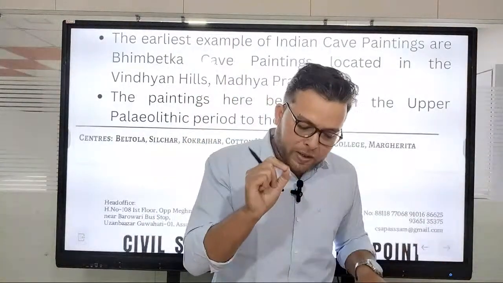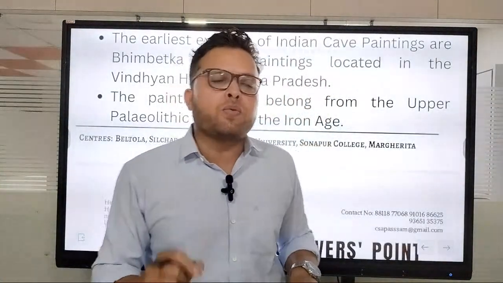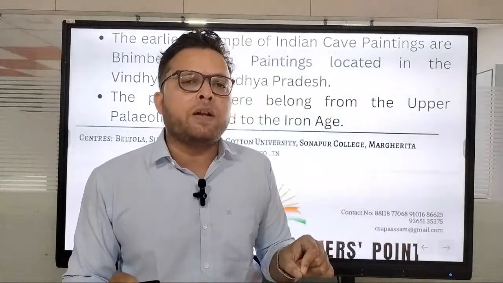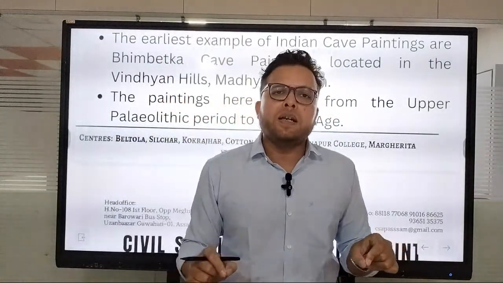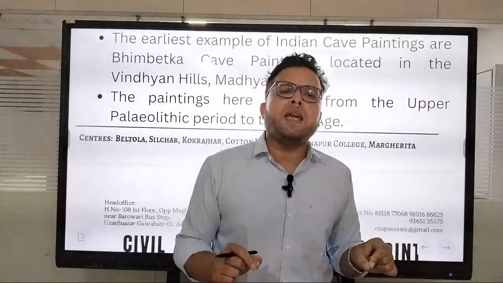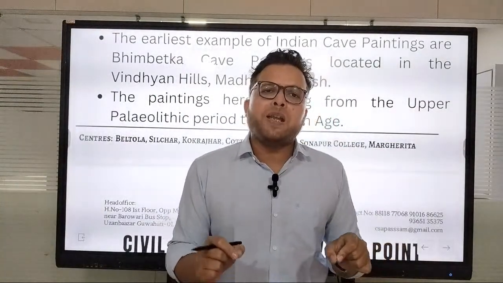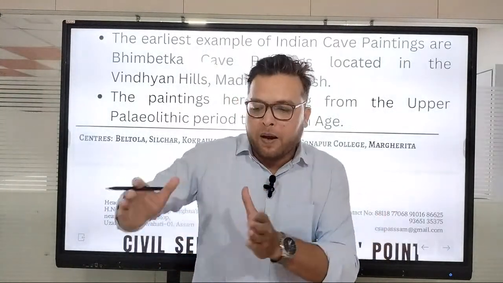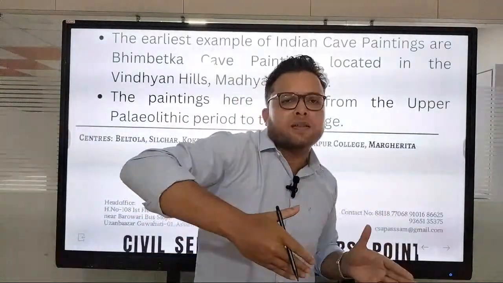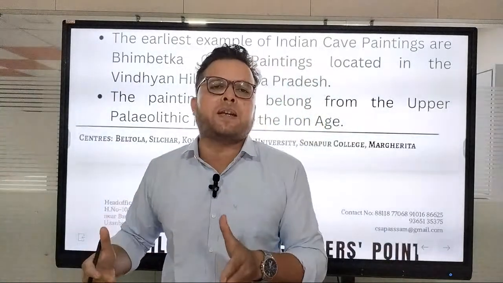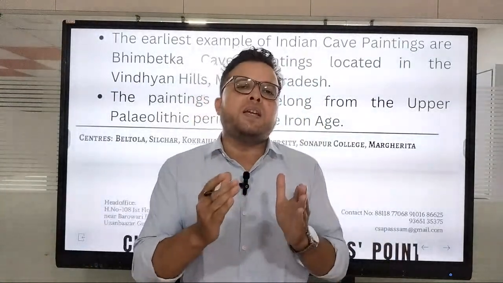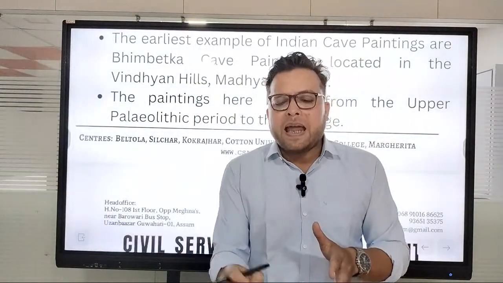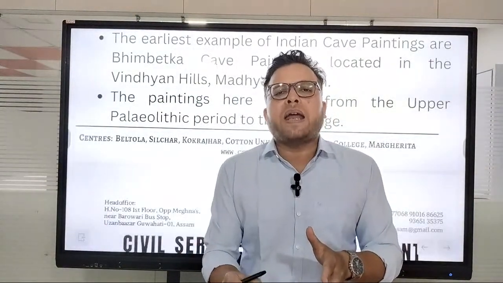What is the meaning of Upper Paleolithic period? The prehistoric period has been divided into several phases. And the earliest phase, as per historians, is the Paleolithic age. The Paleolithic age itself has got three divisions. Now is not the time to understand them, but the division which came last is known as Upper Paleolithic. And the Upper Paleolithic age ended with the Ice Age, around 10,000 BC.